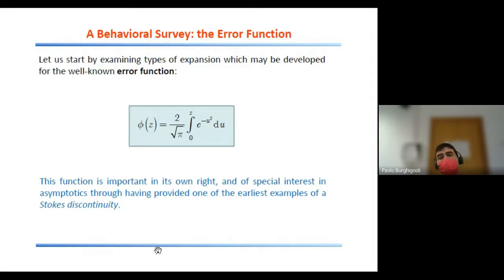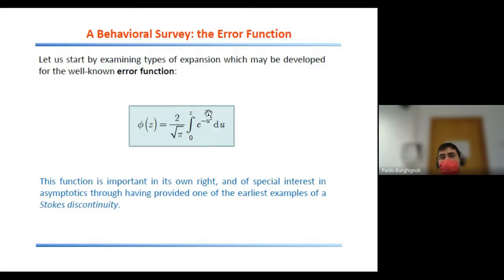Then there is this numerical factor in front of the integral, which is inserted only in order to normalize the function. That is, when z tends to infinity, and imagine for the moment that z is a real variable, but then we will extend these considerations in the complex plane, then the integral is convergent at the positive infinity of the real axis.